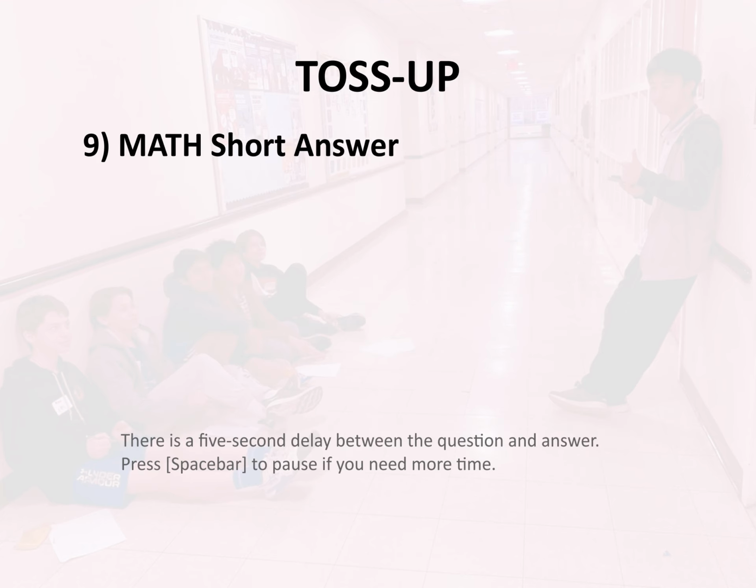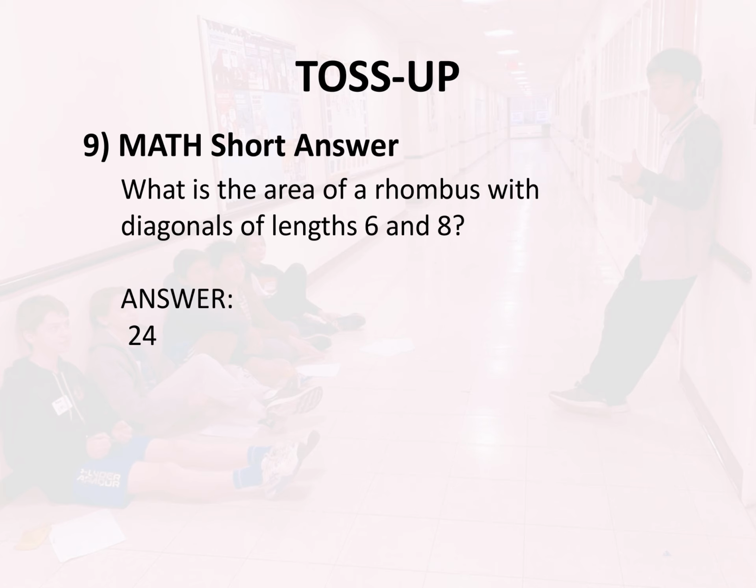Toss-up 9. Math. Short answer. What is the area of a rhombus with diagonals of lengths 6 and 8? Answer, 24.